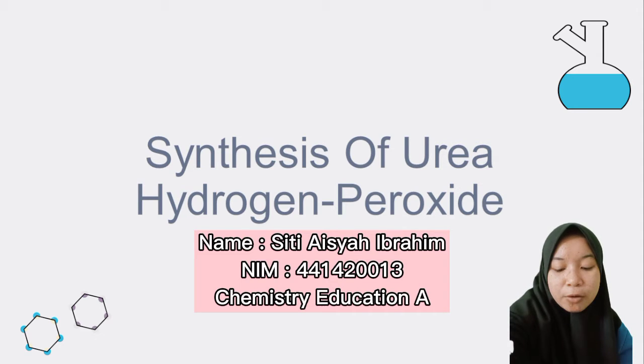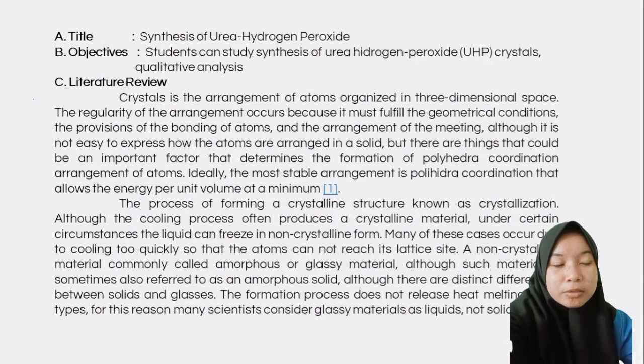On this occasion, I will explain the synthesis of urea hydrogen peroxide for module 5. Title: Synthesis of Urea Hydrogen Peroxide. Objective: students can study the synthesis of urea hydrogen peroxide crystals and qualitative analysis.